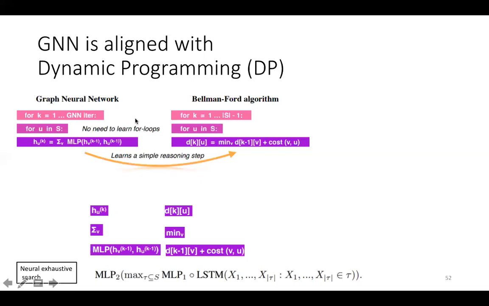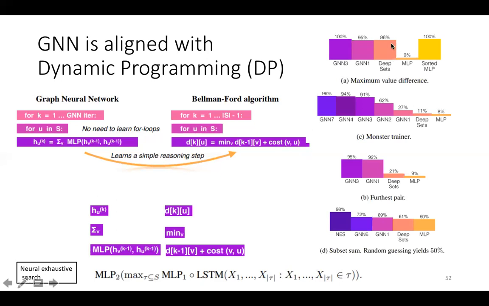So to make it clear how a GNN is aligned with dynamic programming, you can see the operation of a graph neural network and the operation of a typical algorithm, which is Bellman-Ford in shortest path finding. You can see that the message passing here is very similar to the dynamic programming update. The hidden state is like the intermediate results that need to be updated over time. And the passing from the neighbor is something like updating with the cost of the neighbor of the current node.